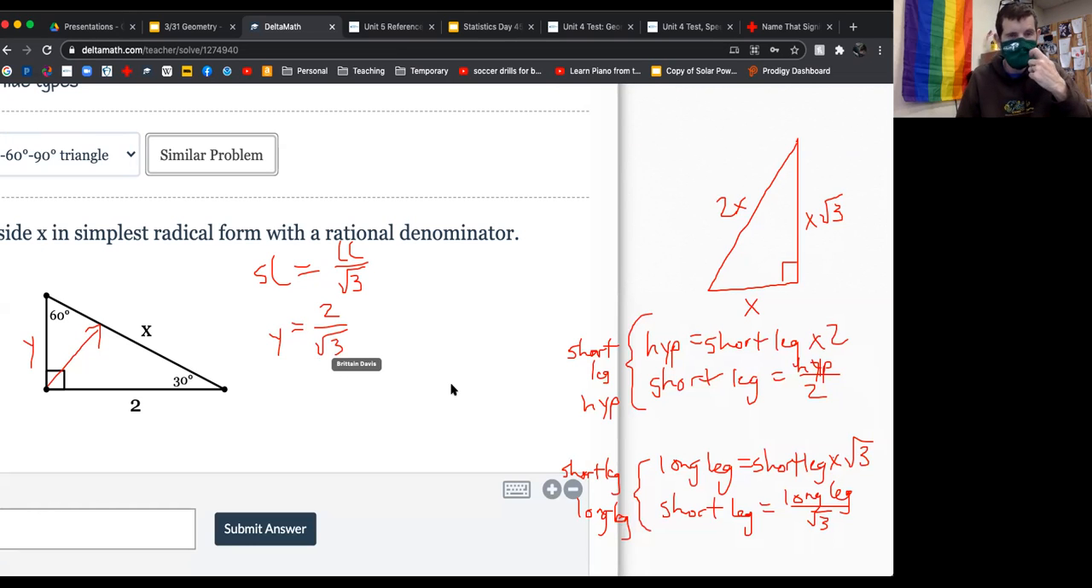All right, it's just plugging in numbers, kind of like we did in the bell work today. We can't leave our answer like this, and I can't just divide 2 by the square root of 3. So can anyone remember what we need to do with this?